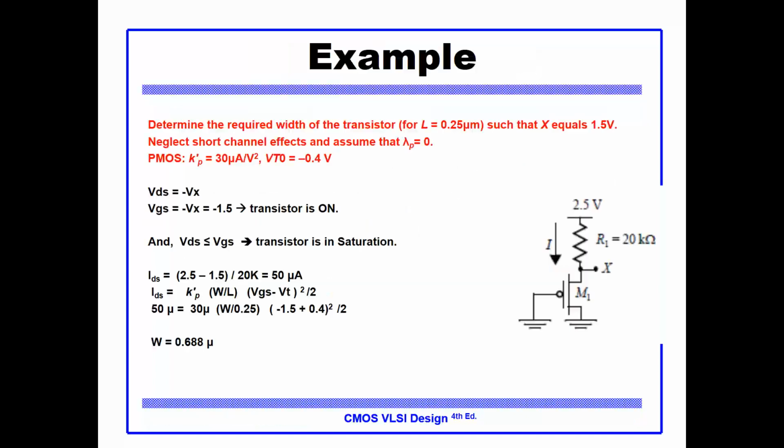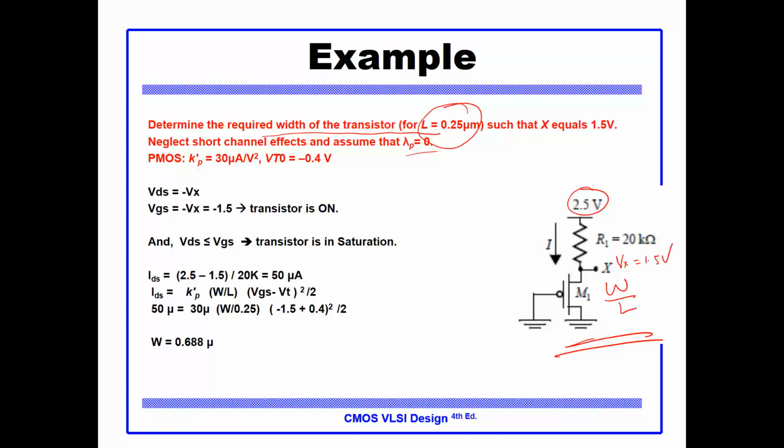And now finally here we go to some analysis questions of DC analysis, like some of the problems you will see in your assignments or your exam. So for example, here there is a circuit with a PMOS connected to a resistor, and this is a power supply. The question says determine the required width of the transistor. So we need W here. W over L is part of the current equation. We know L, which he's given as 0.25 micron. He needs W such that this voltage Vx equals 1.5 volt. Okay, good. Now he says neglect short channel effects, which is channel length modulation.